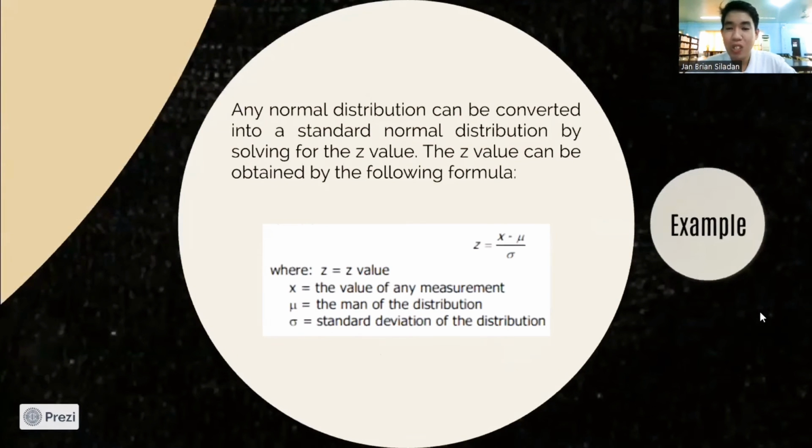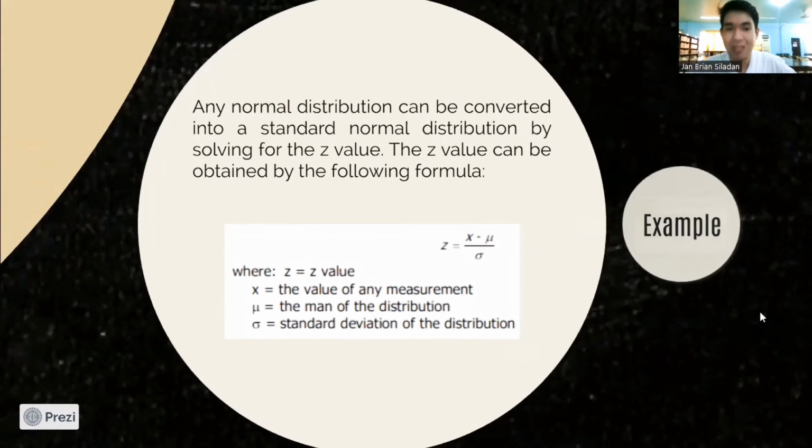Any normal distribution can be converted into a standard normal distribution by solving for the z-value. The z-value can be obtained by the following formula: z equals x minus mu over sigma, where z is the z-value, x is the value of any measurement, mu is the mean of the distribution, and sigma is the standard deviation of the distribution.